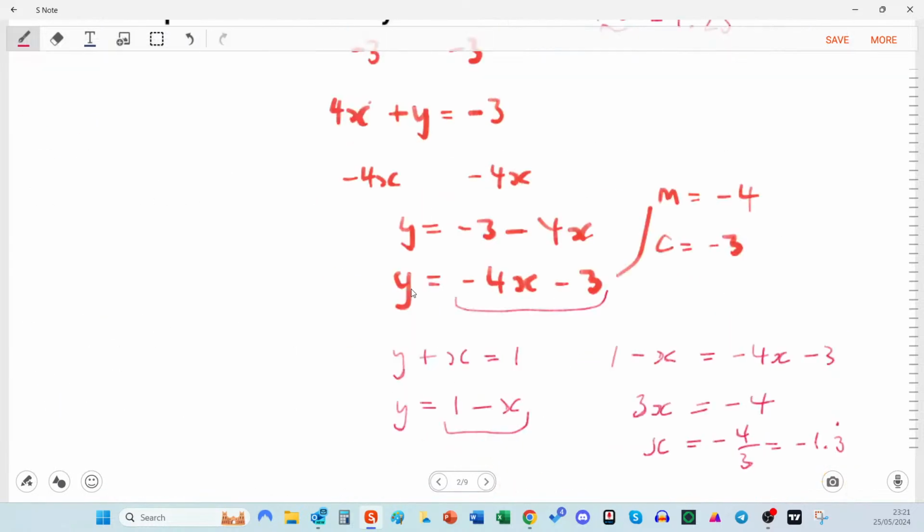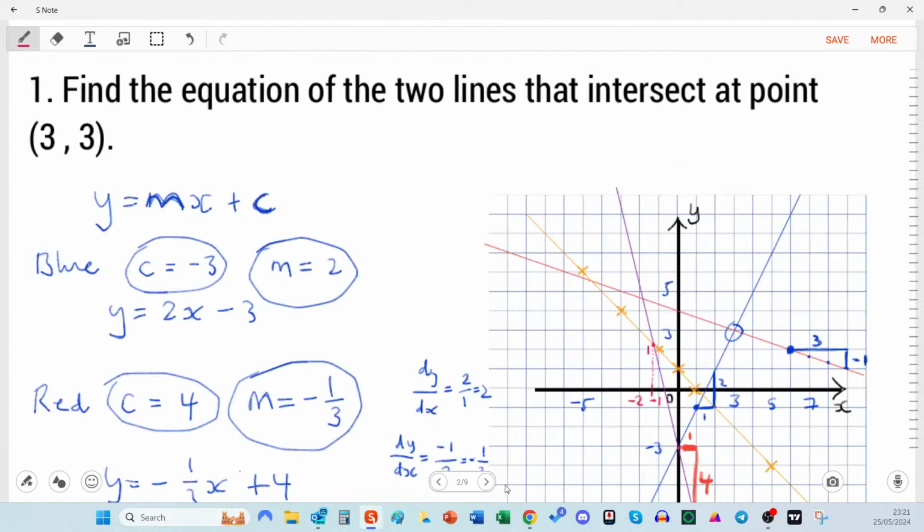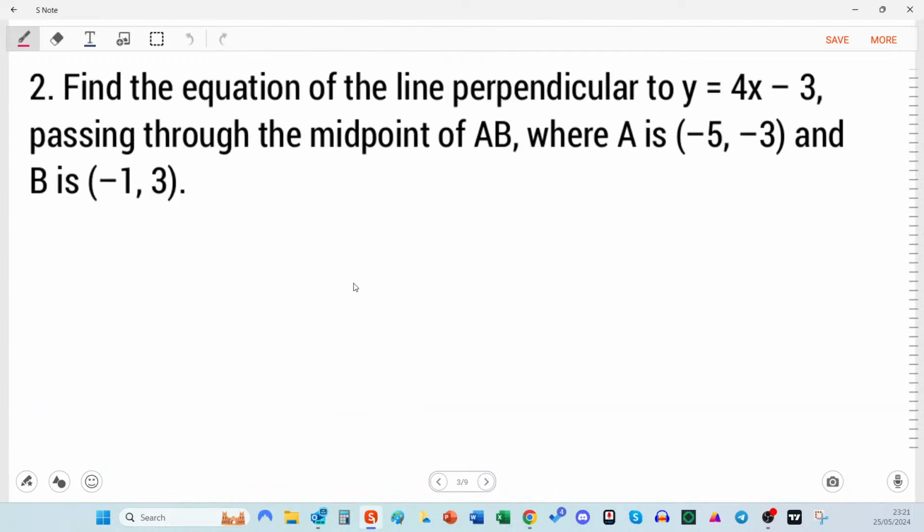Okay, let's have a look at our next question. We'll go to the top so that it's right there for us. Find the equation of the line perpendicular. This is perpendicular, 90 degrees, to this equation, passing through the midpoint of AB, where A is this and B is this. Whew, okay.